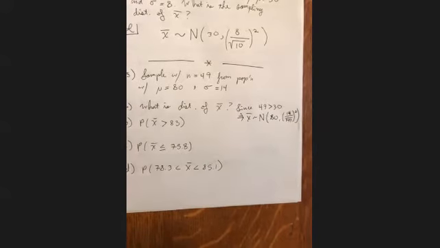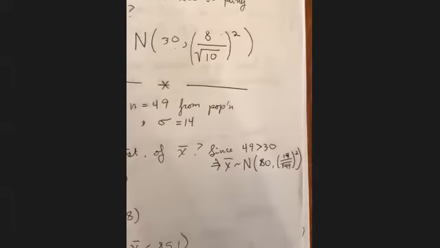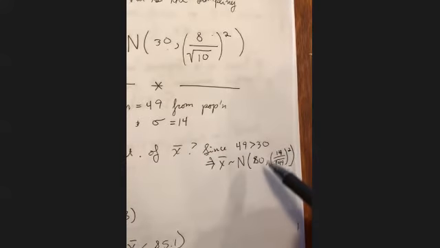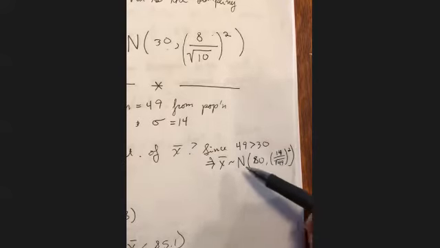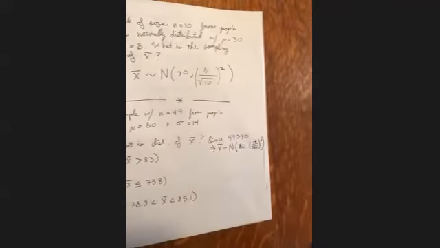Okay, let me just zoom in on that. There we go. So we can simplify this here, right? This would be 14 divided by 7, which is 2. 2 squared is 4. So this would be normally distributed with a mean of 80 and a variance of 4, or a standard deviation of 2. So that all hinges on the fact that the sample size exceeds 30, since we do not know how the population is distributed.